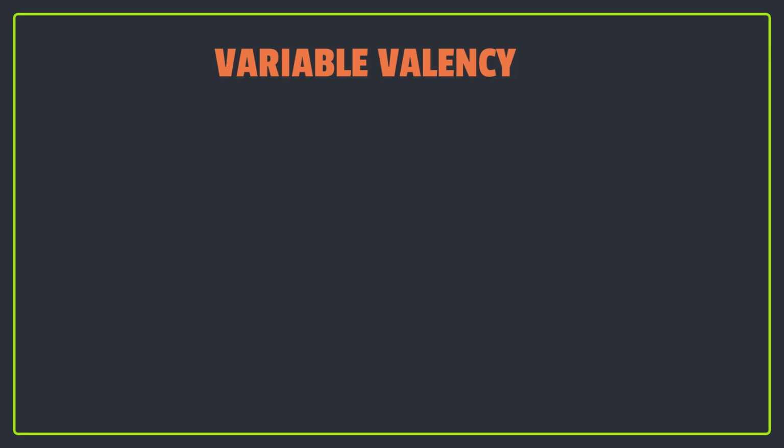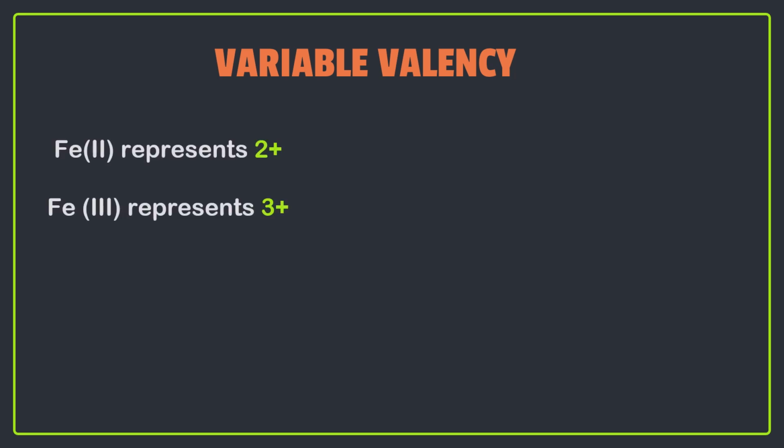Now let's talk about variable valency. Variable valency is when an element exhibits more than one type of valency. Let's take an example of iron. Iron exhibits 2 plus and 3 plus. This means it can donate either 2 electrons from its valence shell or 3 electrons from its valence shell in certain cases. So there are different kinds of namings for it.